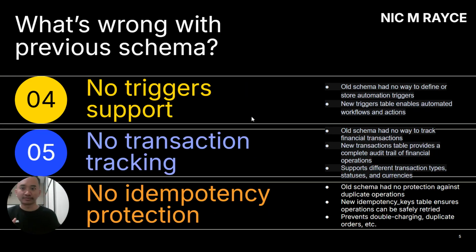Number 4, no trigger support. Since our app will require triggers based on events and stuff like that, the old schema had no way to define them. So no triggers, no way to store the automation triggers. That's number 4. Number 5, no transaction tracking.